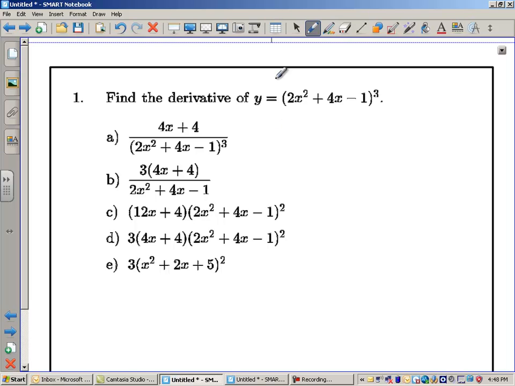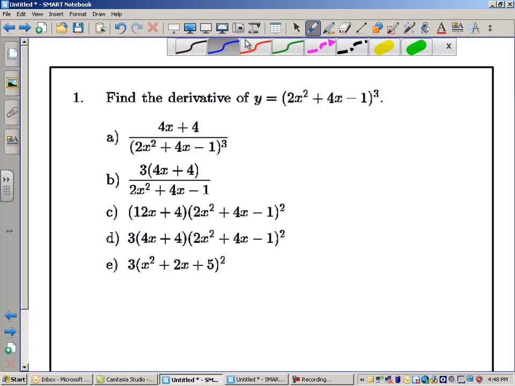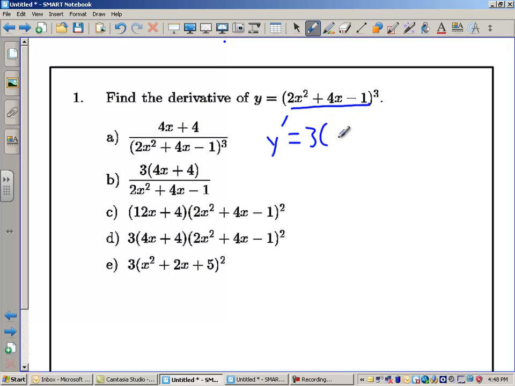Let's look at some applications of this. Find the derivative of (2x squared + 4x - 1) all to the third power. We can see that I've got a function inside another function that is cubed. So my derivative is going to be 3 times (2x squared + 4x - 1) to the second power. That's the derivative of the outside function, the derivative of a cubed. But then we follow this up with the derivative of the inside function. And the derivative of the inside is 4x + 4.